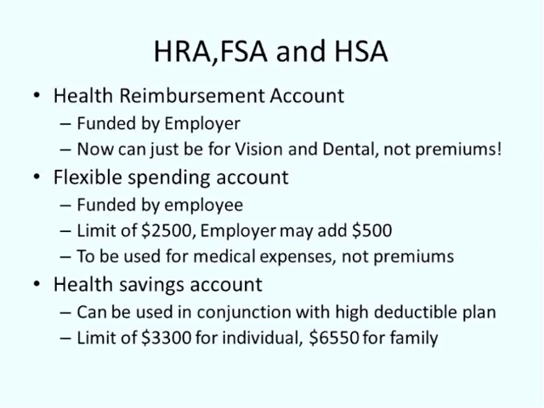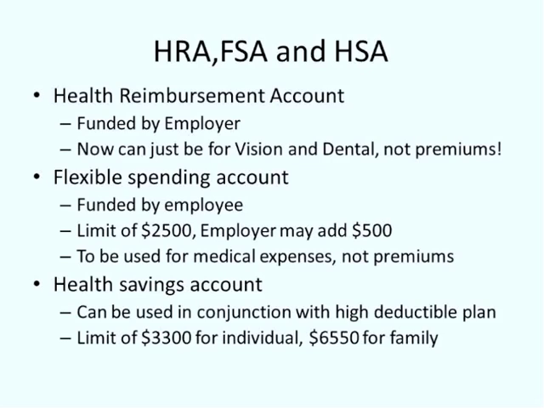So in the health reimbursement account, which we talked about earlier, the employer puts money into it, and it used to be that the employee could then purchase their own insurance. Well, now if you have more than one employee, you can no longer do that. So the only thing HRAs can now be used for is vision and dental, and no longer premiums. That may be a big change for a lot of farms.